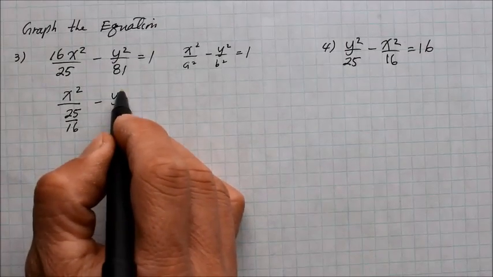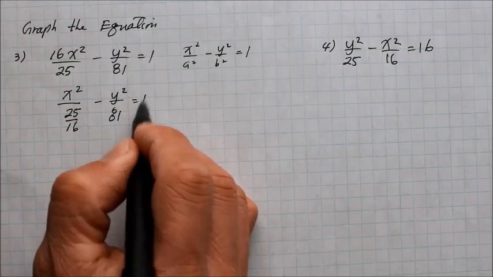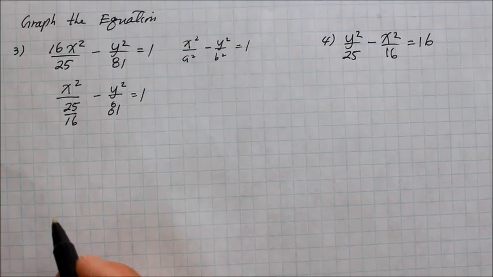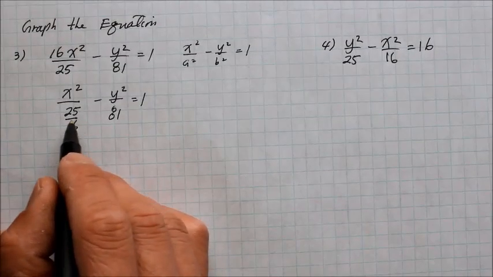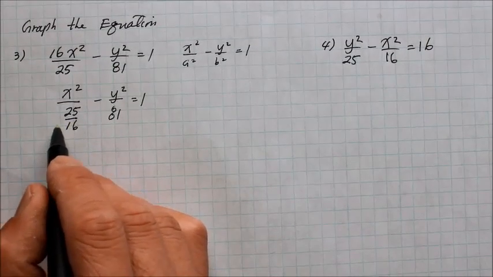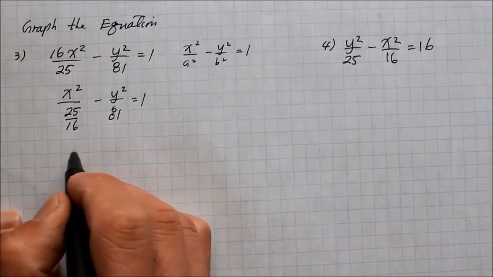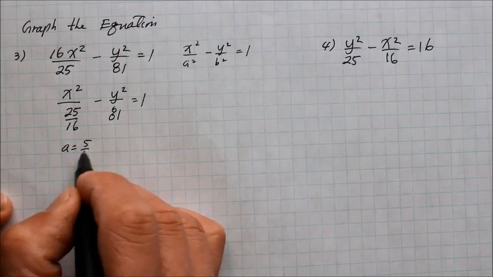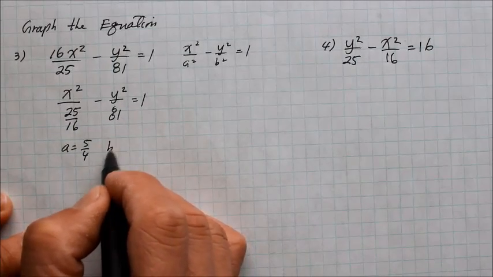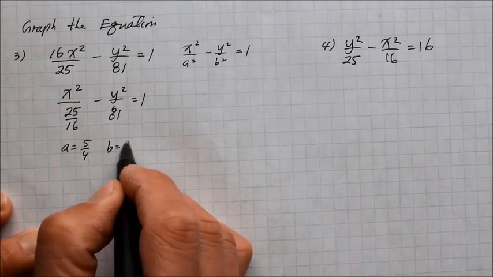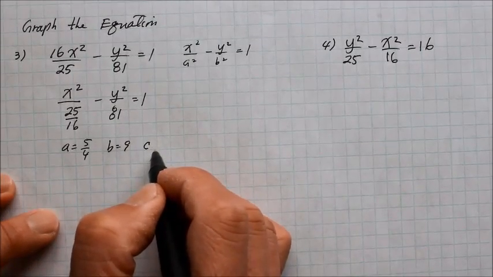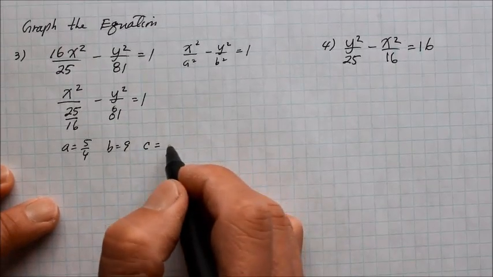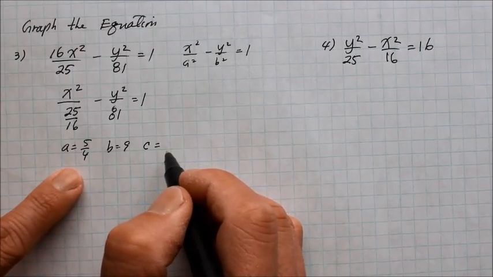Now, if I rewrite the whole thing, it becomes a standard form. Why is that? Well, this is an a squared. What's the square root of 25 over 16? The a is 5 over 4. The b is the square root of 81, which is 9. And c, the focus, we have to determine right now. And it's going to get a little weird because of that quotient 5 over 4.